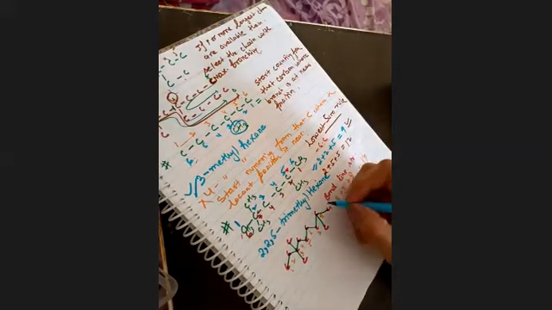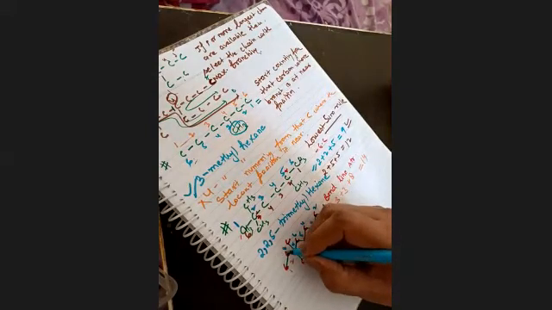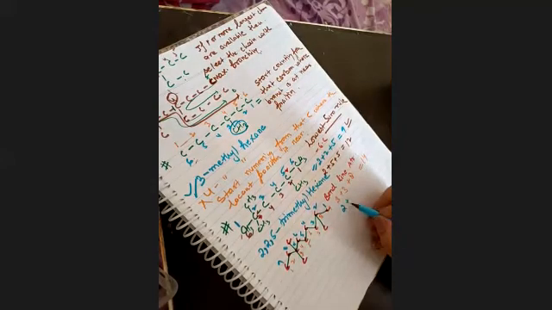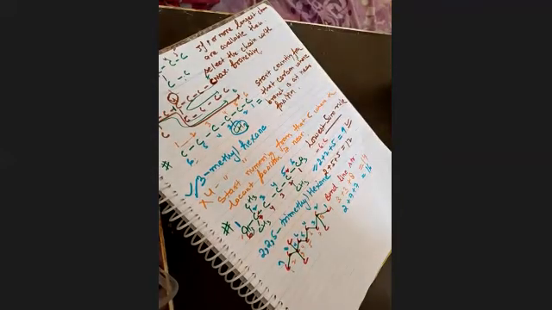Let's just start from this carbon. 1, 2, 3, 4, 5, 6, 7, 8, and 9. Same, the positions change. 2 plus 7, 7. So sum total? 16. Okay, 16. So if we go on the basis of the lowest sum rule, this nomenclature will go wrong.